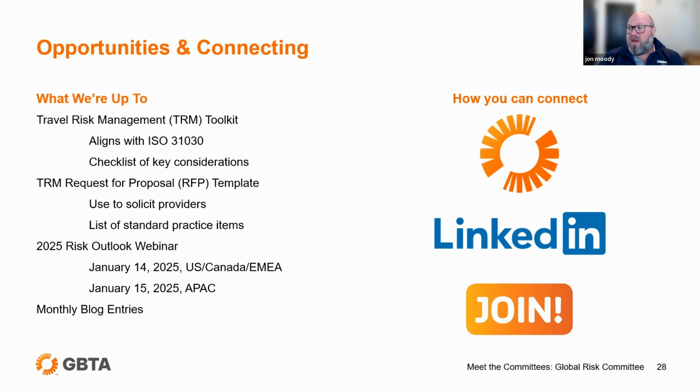In the next month, just a little over 1 month from today, the Global Risk Committee is going to be putting on a webinar for the 2025 Risk Outlook. It's going to be offered on 2 different days. On the 14th of January at 10 a.m. Eastern or 2 p.m. GMT, there will be the US, EMEA, and Canada session, and then on the 15th at 9:30 Mumbai, 12 o'clock Singapore, 1300 Tokyo, or 1500 Sydney, the APAC webinar will be presented. So it's going to be 2 separate live webinars with the same information provided during both webinars. More information to come out on that.